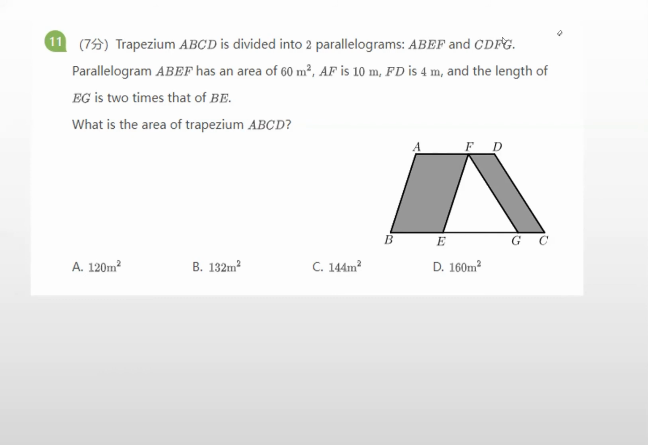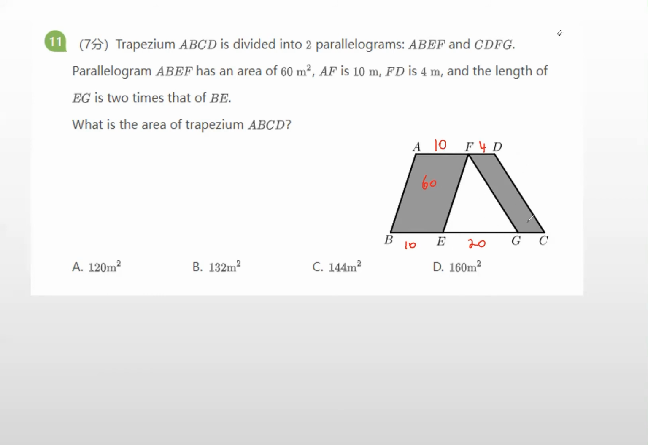So when we do this type of question, we can always put what we know here already. So this is 10, this is 4, and this is 60. The length of EG is 2 times the length of BE. So first of all, we know that AF is 10, so BE must be 10. EG is 2 times the length of BE, so EG must be 20. Now what's the area of trapezium ABCD?